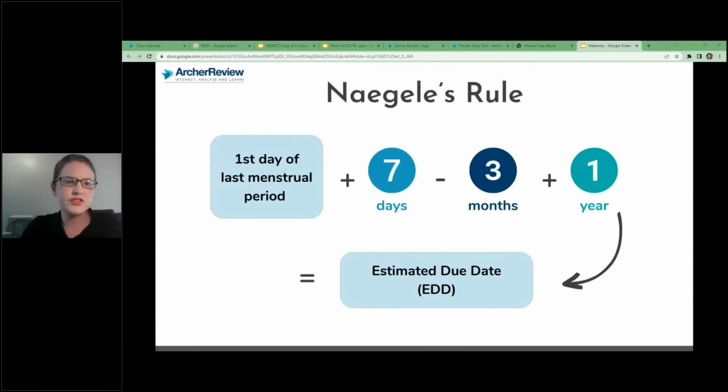All right. Next, let's talk a little bit about Naegele's Rule. Let's switch gears a little bit. How do you figure out the estimated due date if all you have is the first day of the last menstrual period? You do need to know this because you can't guarantee you'll have an electronic calculator to calculate this at all times. You can't guarantee you're always going to have a pregnancy wheel. So you definitely want to know this formula. Basically the formula is you're going to take the first day of the last menstrual period, add 7 days, subtract 3 months, and add a year.